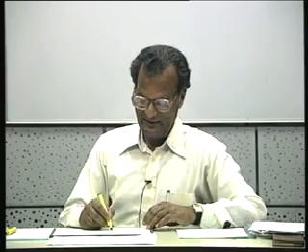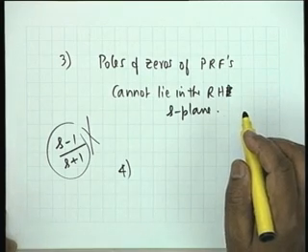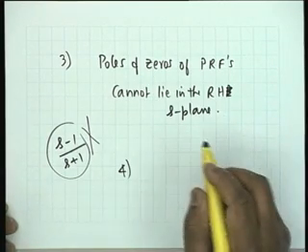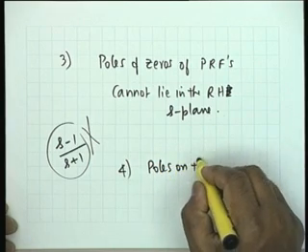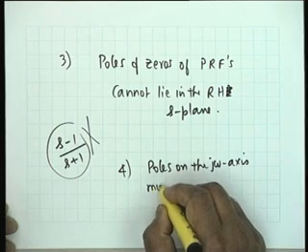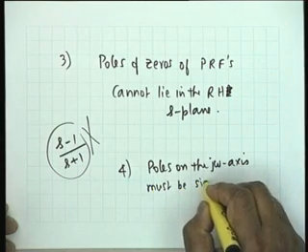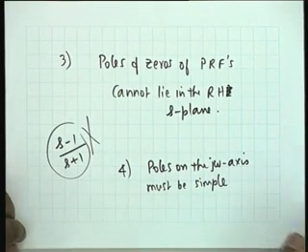Okay. Number 4. Poles on the j omega axis. This is important, and we shall go slow on this. Poles on the j omega axis must be simple. Why simple? Because if they are multiple, then it leads to instability. Okay. Poles on the j omega axis must be simple.